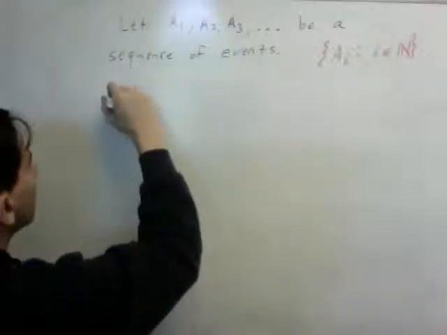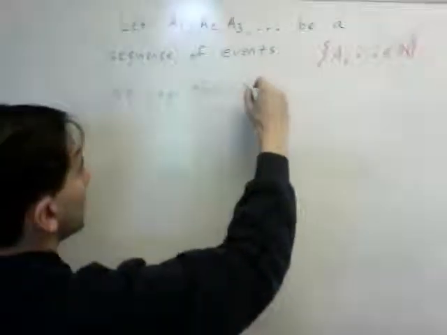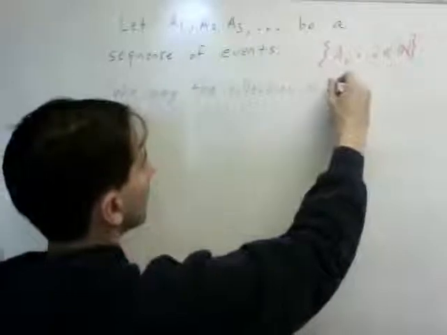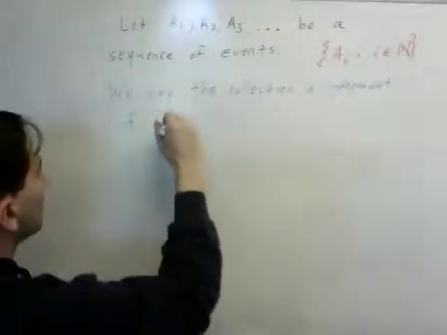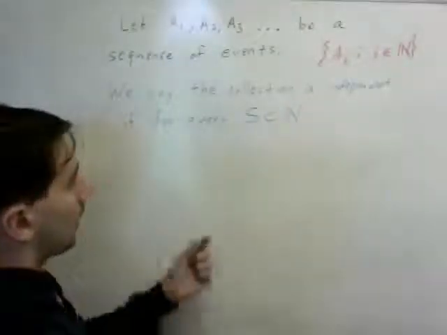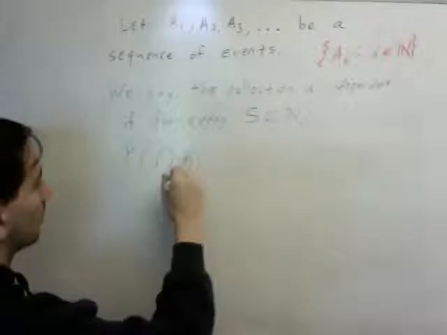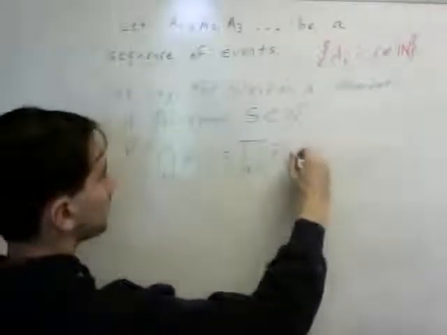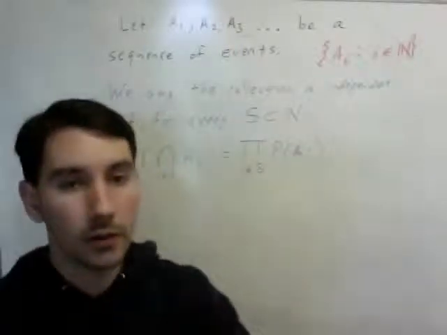So we say the collection is independent if for every S contained in N, so every subset of the natural numbers, the probability of the intersection of the A_i's in the subset is equal to the product of the probabilities. Okay, so the notation is getting a little bit advanced here, I know.